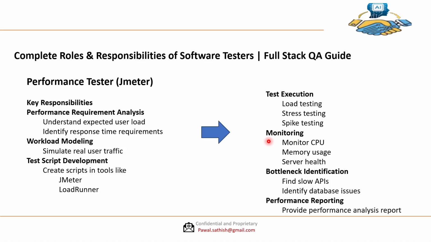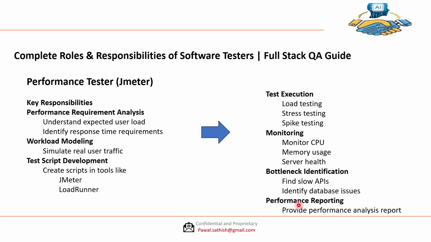We'll monitor the CPU and memory usage and the server health. We'll see what our background server health is. If you're using a background server, or other servers like an MSMQ server, or a separate dedicated log server, we'll check the health of all the servers. And then we'll identify the bottleneck: find out the slow API, which API is responding slowly, and whether there are any database issues or not.